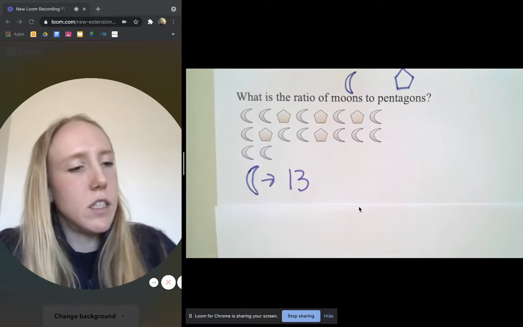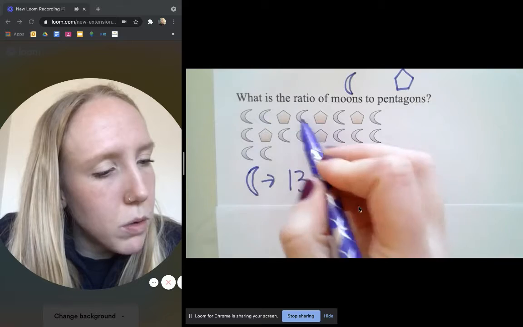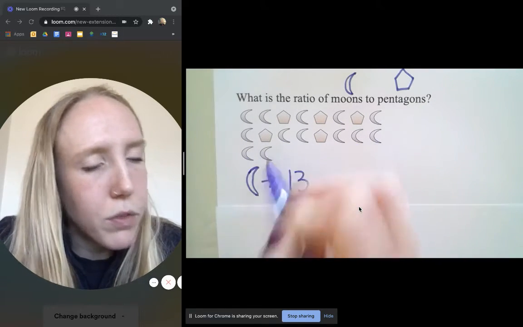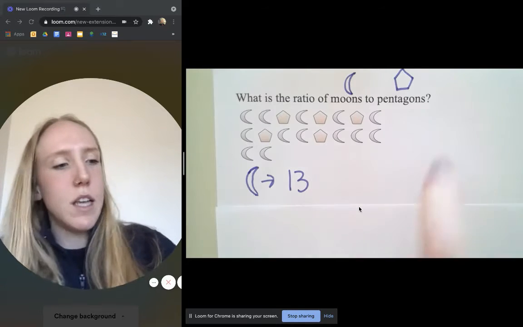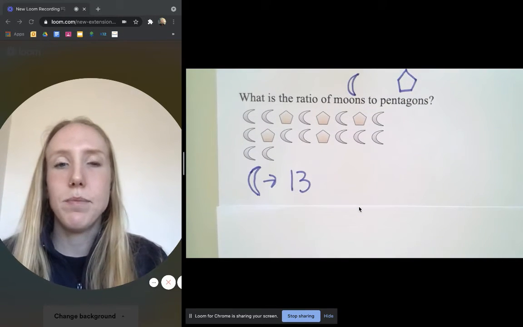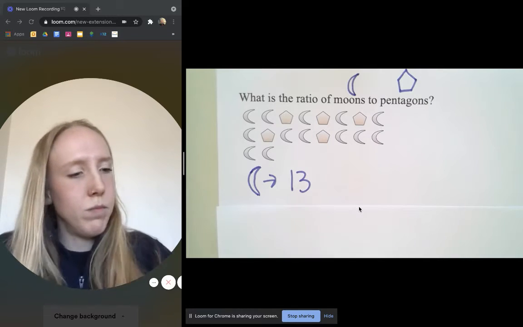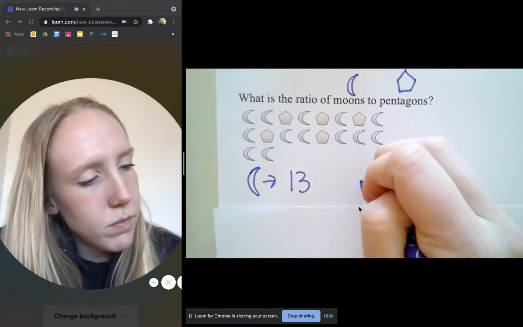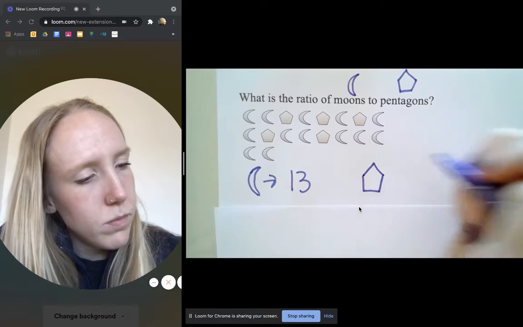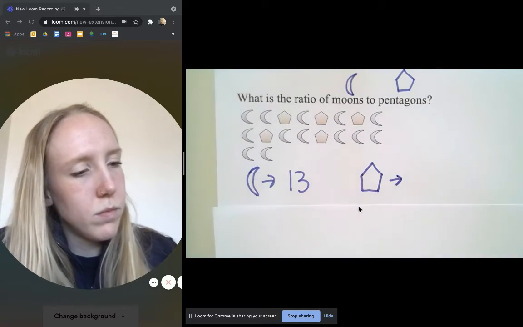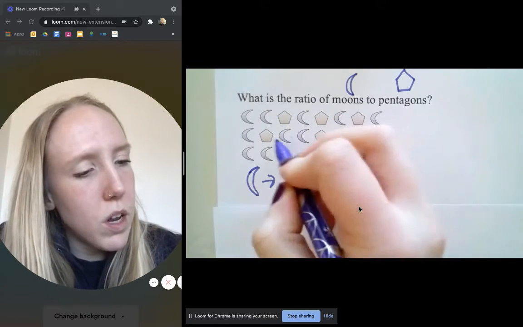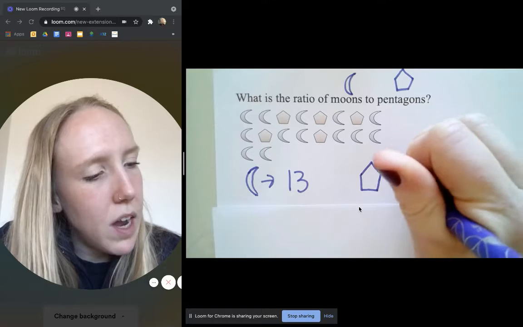Now count how many pentagons there are. I'm going to double count the moons. 1, 2, 3, 4, 5, 6, 7, 8, 9, 10, 11, 12, 13. Okay. Now count the pentagons. How many pentagons? 1, 2, 3, 4, 5. So there are 5 pentagons.